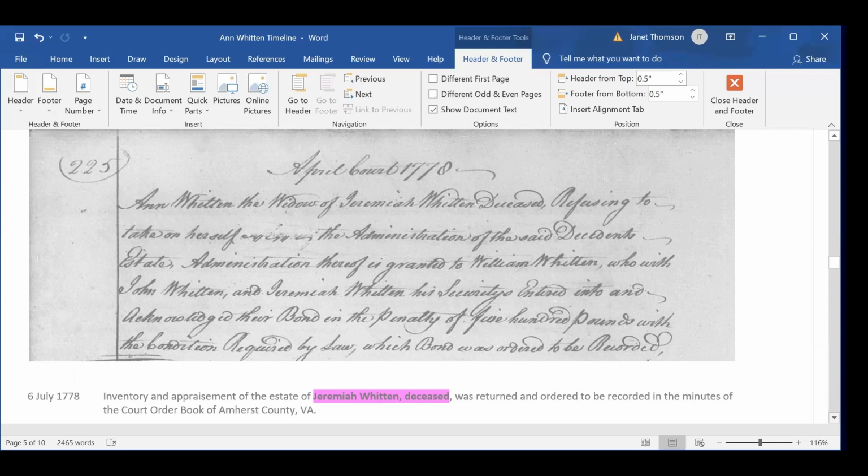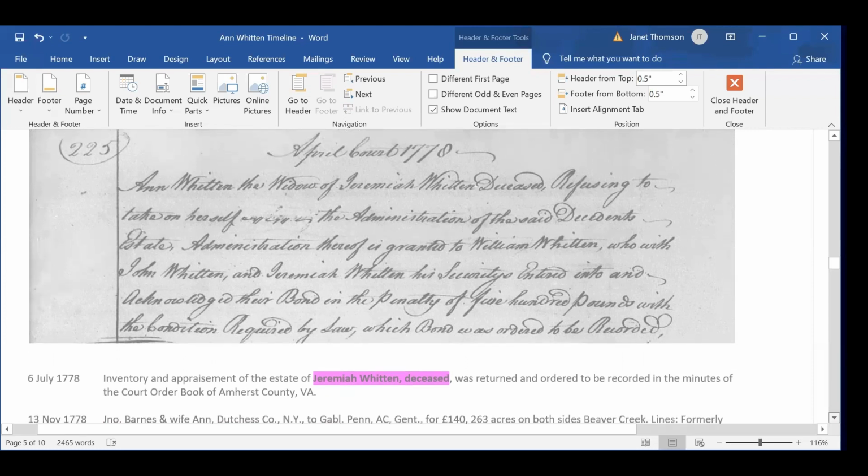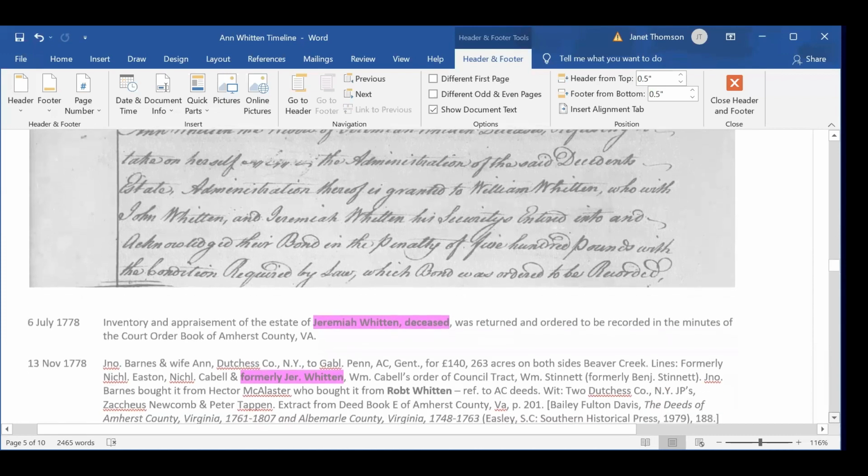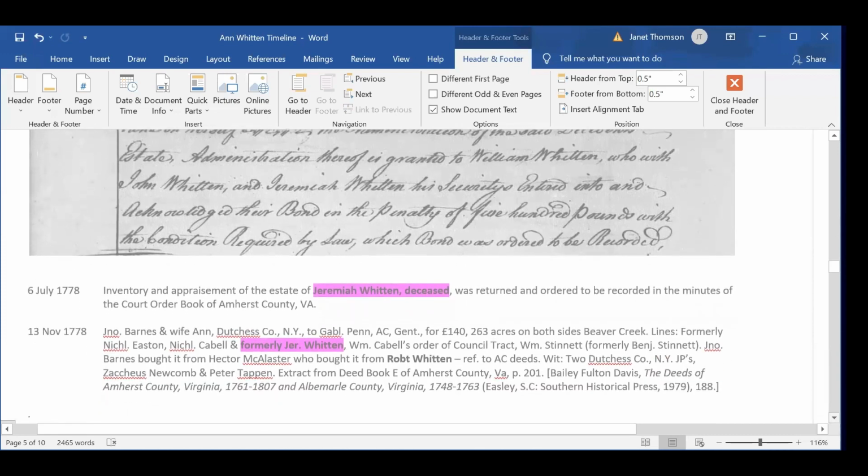And so there was an inventory and an appraisement of the assessment of the estate of Jeremiah Whitten, and it was returned and recorded in the minutes of the court order book. So tell us about this, Linda. Oh, the court order book.